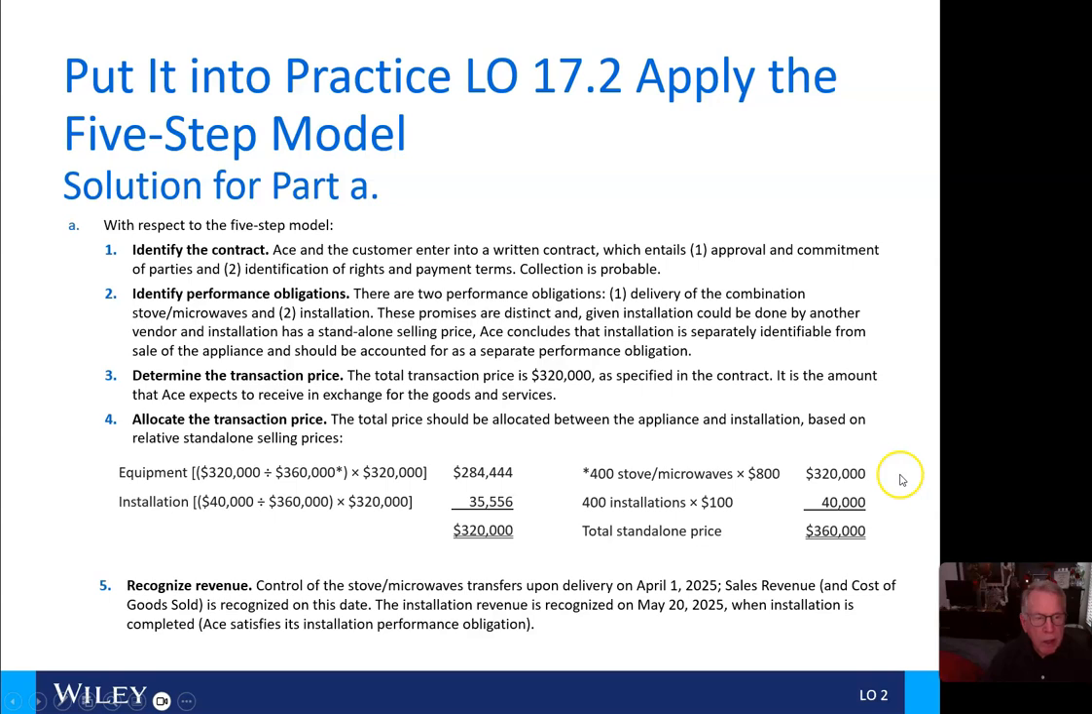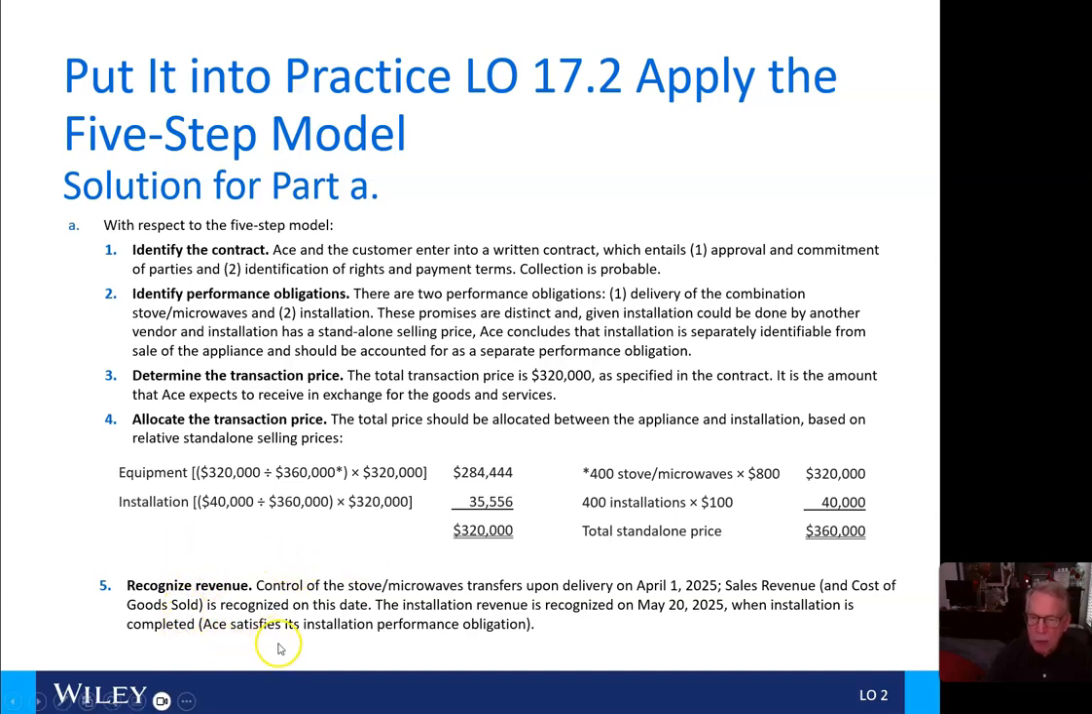And here is the breakdown of that 360,000 standalone price. 400 stove microwaves at $800 each, and 400 installations at $100 each, total $360,000. So pretty straightforward there, how to allocate that.